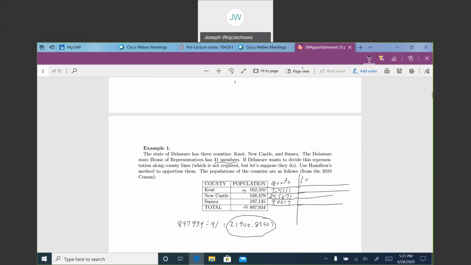Okay, now the next thing we do is we simply drop the decimals. And this is our lower quota. This would be 7, this would be 24, and this would be 9. Add that up, and we get a total of 40. So this tells us we have one more representative to dole out. And according to Hamilton's method, it goes to the one with the highest decimal part. That just so happens to be this one here. So our final setup is 7, 25, and 9, which gives us 41. And that is how Hamilton's method works.